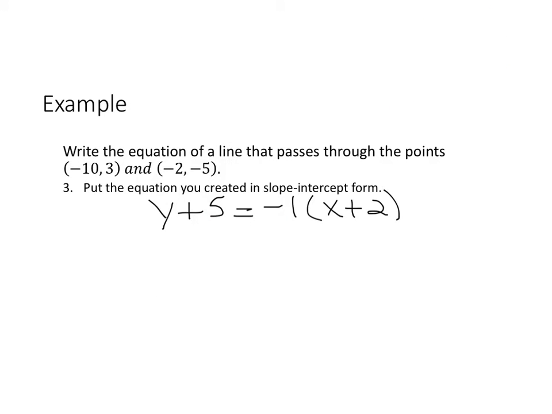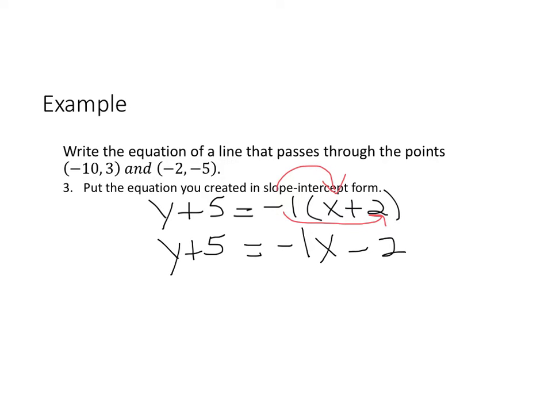Now I'm going to take that equation that I have in point-slope form and I'm going to put it in slope-intercept form so that I can graph it. First thing I need to do is distribute that -1 to the x. So that gives me a -1x, and then I'm going to distribute it to the 2, which gives me -2, and then I bring down my y plus 5.